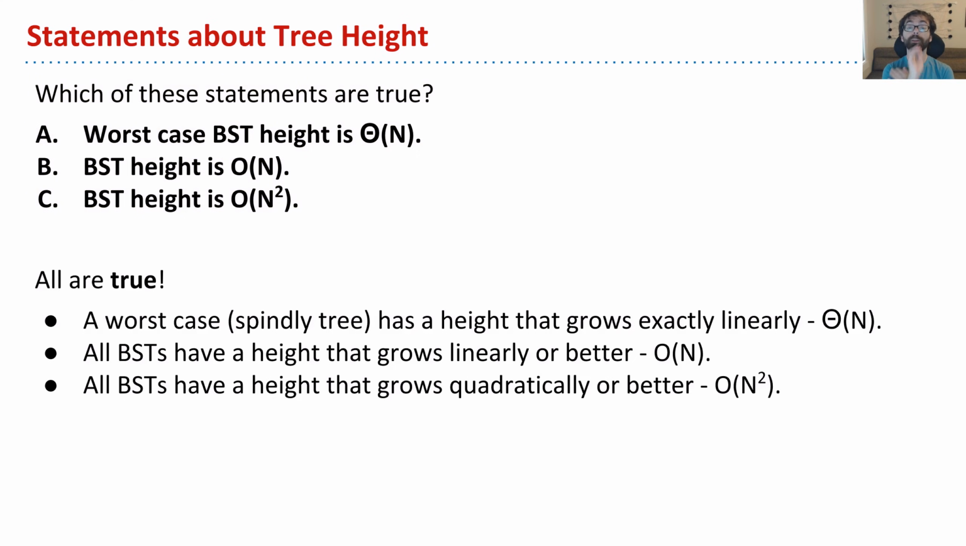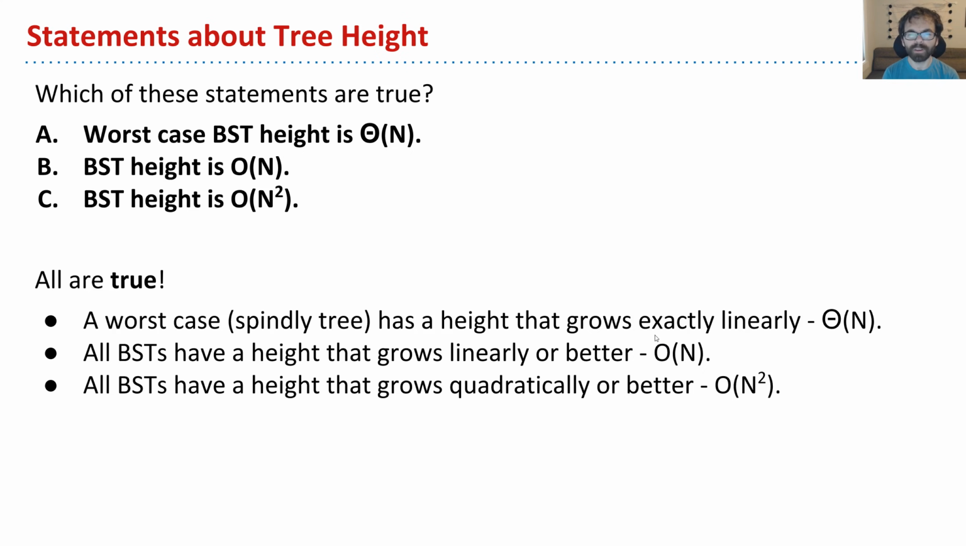It turns out all 3 are true. How can that be? As you know, a worst case tree has a height that grows exactly linearly. It's theta n. We already said that. Because the worst case is theta n, all cases are at worst big O of n. In other words, every single BST out there has a height that grows linearly or better. It'll be linear if it's spindly, but if it's bushy, it'll be log n. Since log n is less than n, it's safe to say big O of n.